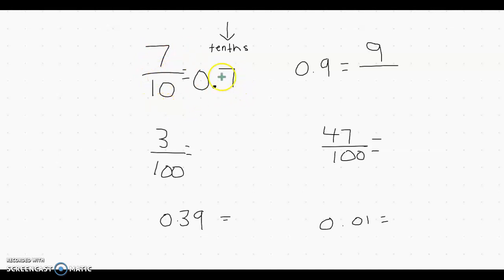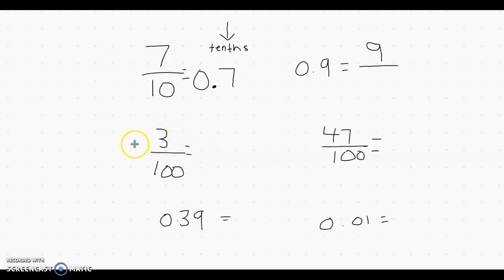So when you write it as a decimal, we put your 0, decimal point, and then the 7 goes in the first spot after the decimal point, because that's the tenths place. Okay, we also have hundredths place.